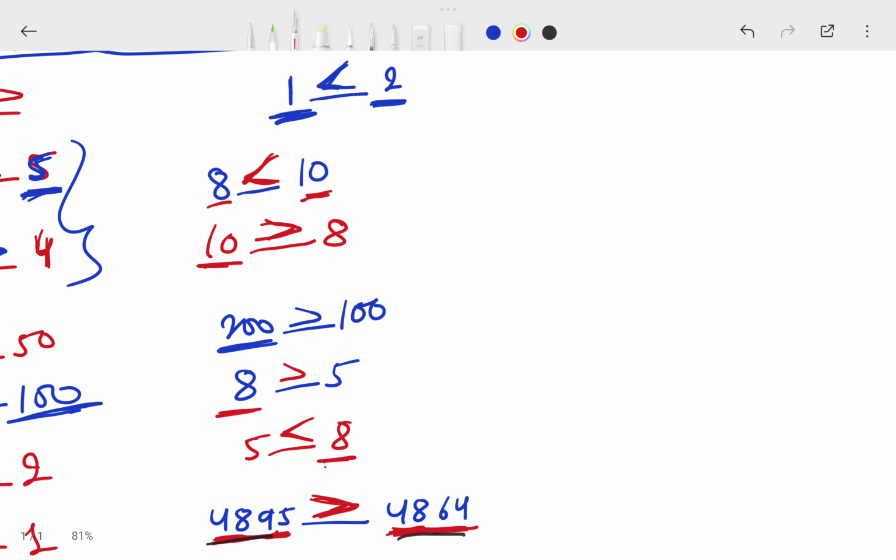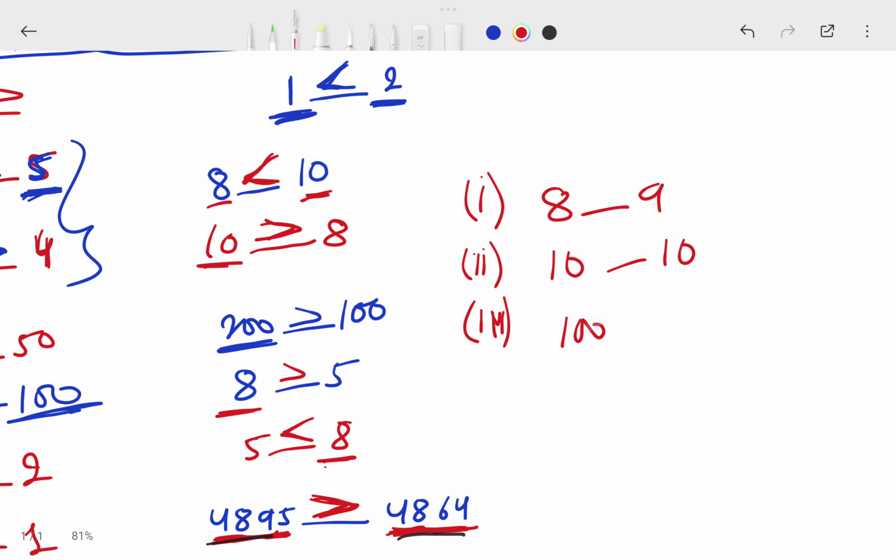Another question, if I give you 8 and 9, you can solve this one. The second question is given 10 and 10. This is the third question, it is given 100 and 125. The fourth question is given 75 and 26.